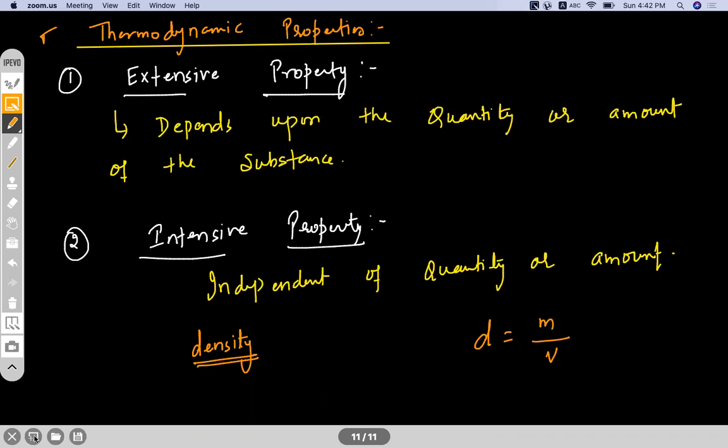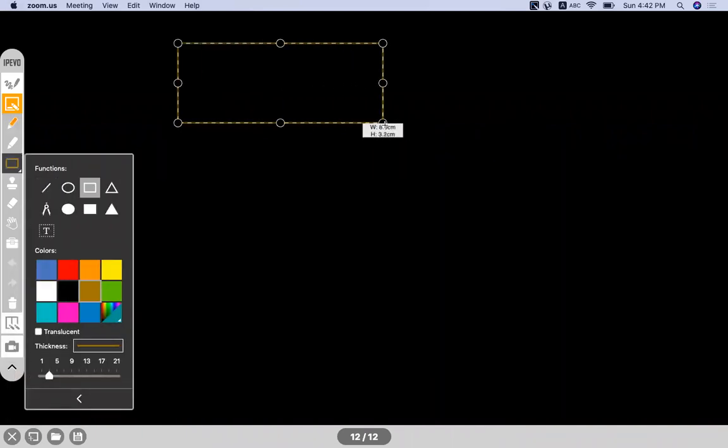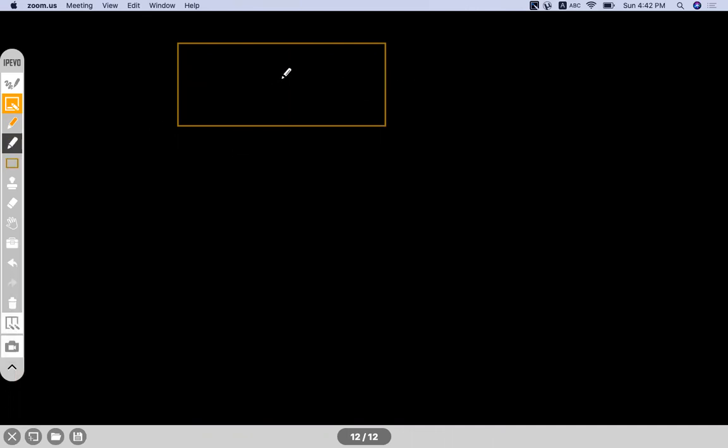I'll take one example here. Suppose you have a container, and the mass here is 2m, and the volume is 2v. I'm assuming this. What is the density in this case? M by v, the 2 and 2 will get cancelled. So if the mass is 2m and the volume 2v, density is m by v.